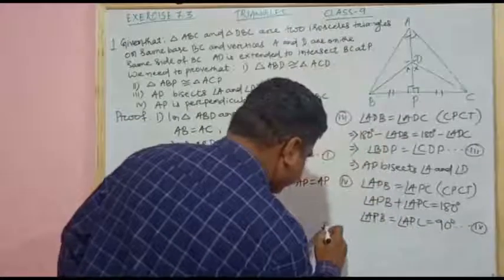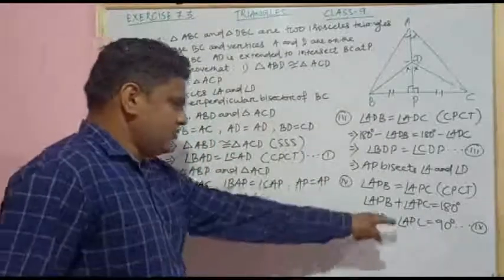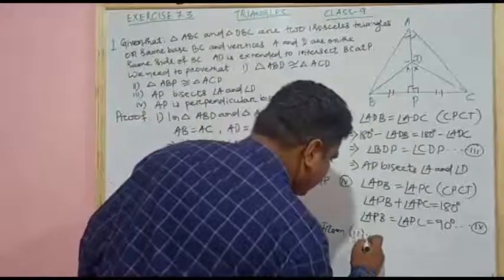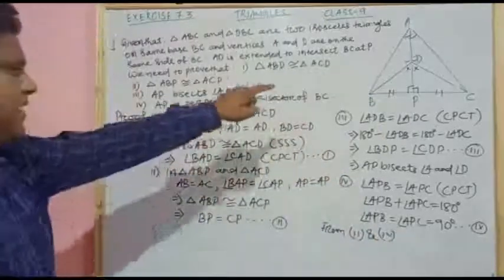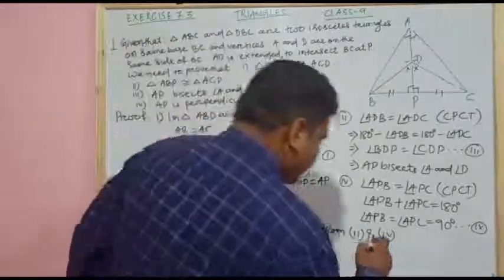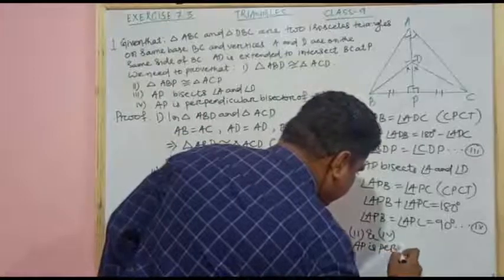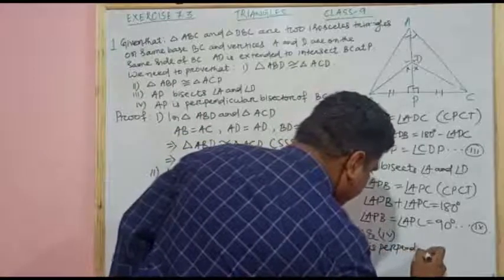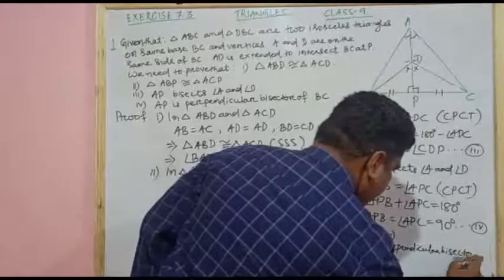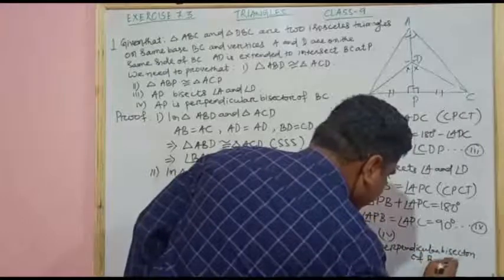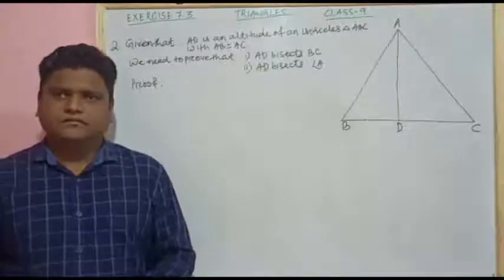So from second equation and fourth equation, we can write AP is perpendicular bisector of BC. So first bit number 1 is solved now.